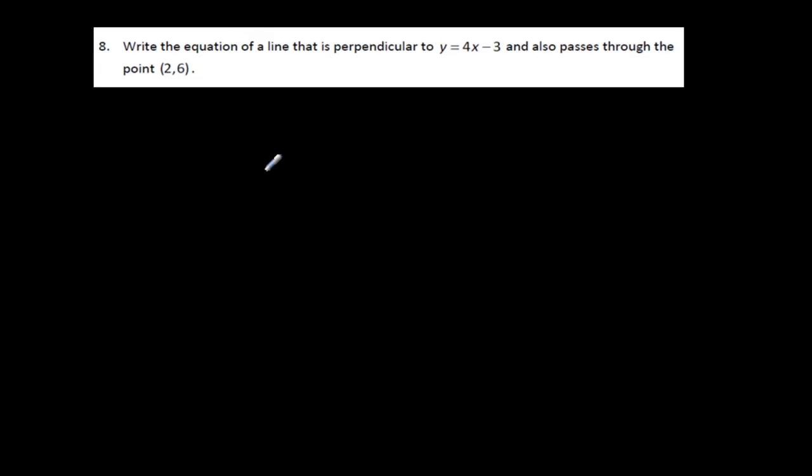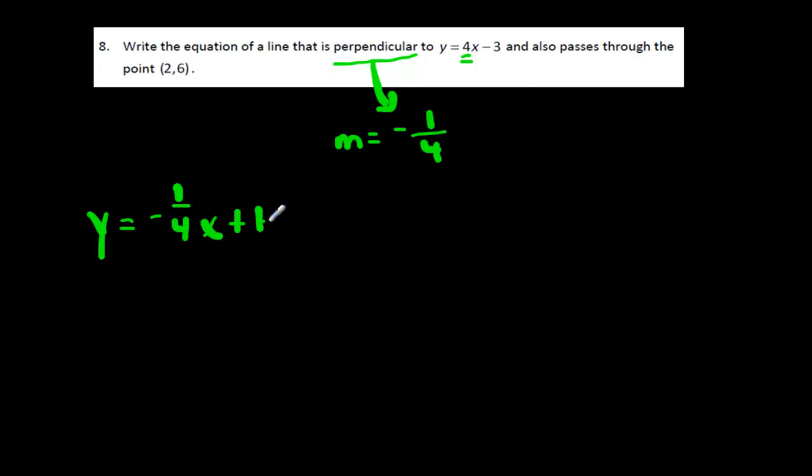Number 8. Write the equation of a line that's perpendicular to that and also passes through the point. So perpendicular gives you a clue for the slope. That means the perpendicular line is going to have not the same slope as 4, but the opposite reciprocal. So first you want to find the reciprocal of 4, it's 1/4, and then you take the opposite of that, negative 1/4. So that means that's your slope. So y equals negative 1/4 x plus b.